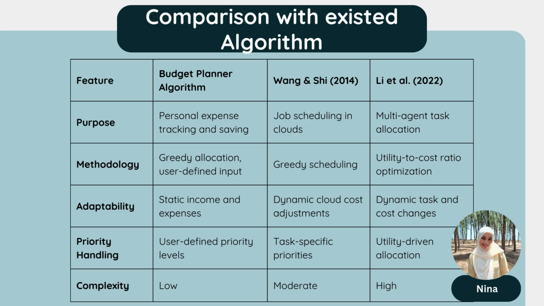Bear in mind that our comparison is based on a budget planning system. The adaptability for our budget planning algorithm is static income and expenses, for Wang it is dynamic cloud cost adjustment, and for Lee, dynamic task and cost change. And for priority handling, our algorithm chooses user defined priority levels, Wang does task specific priorities, and Lee does utility driven allocation. And the best one is that the complexity of our algorithm is low, while Wang and Shi is moderate, and the last one, Lee, is high.